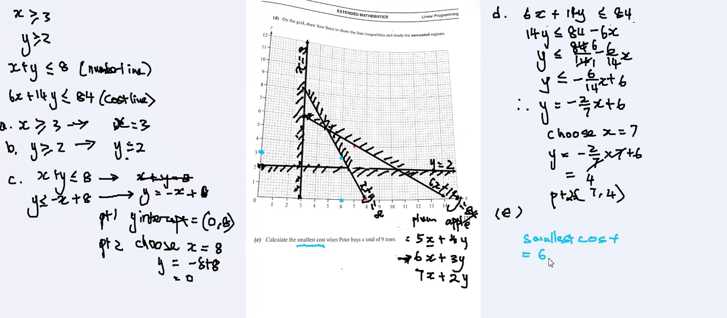So the smallest cost in this case is 6 palm trees, where the cost of a palm tree is 6, plus 3 apple trees, where the cost of an apple tree is $14. Add together 36 plus 42, and that gives you an answer of $78. That is the lowest cost you can have in order to meet all these constraints.